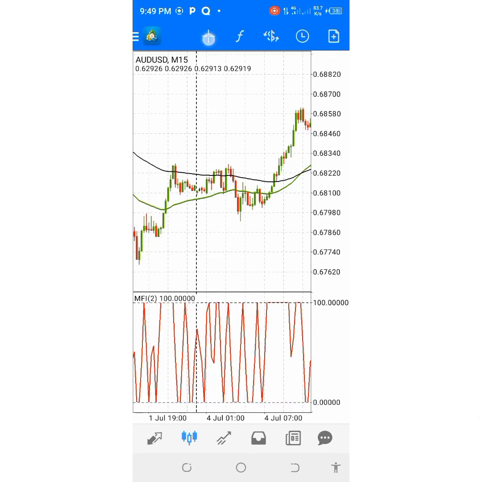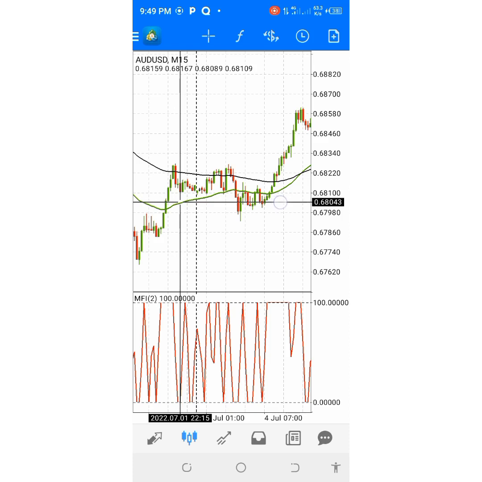Then for buy, wait for it to go above the 48 moving average. By the time it goes above 48 moving average, observe that your MFI will be at 100 level. As it is at 100 level, you don't open trade there. For buy, you wait for it to come to 0.